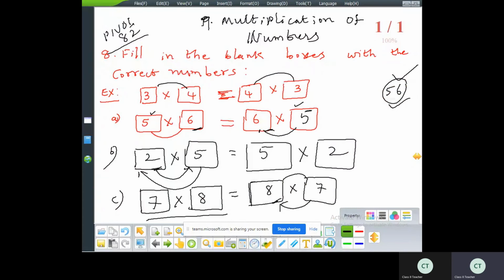Now question D. This is the final one from question 8. Okay. I will do only the example and A first.